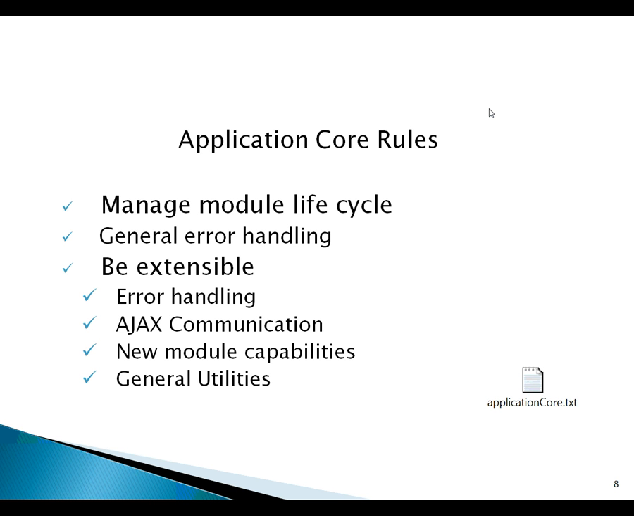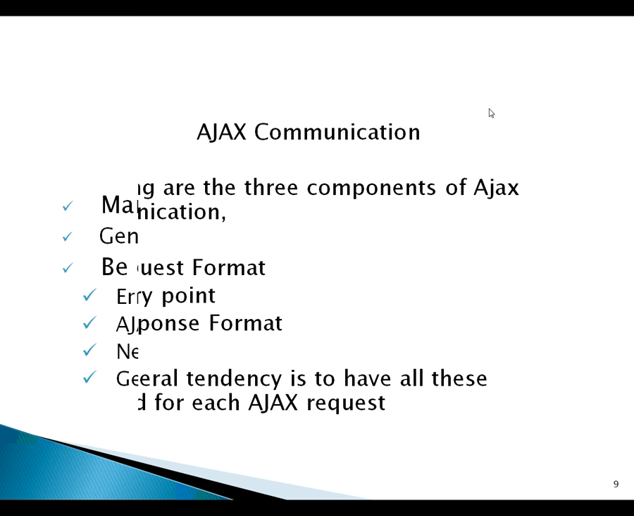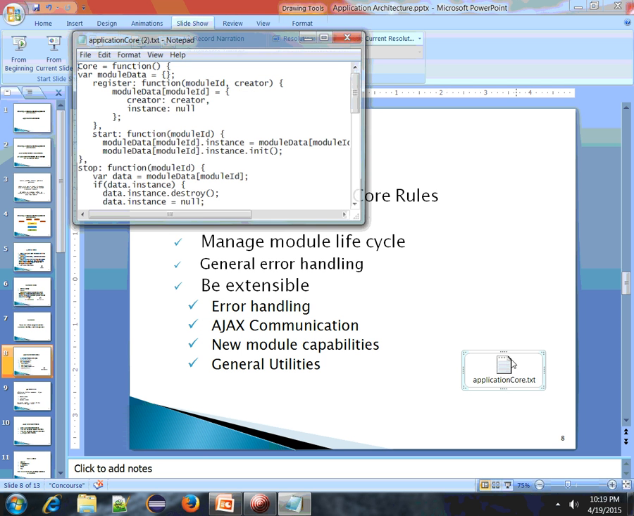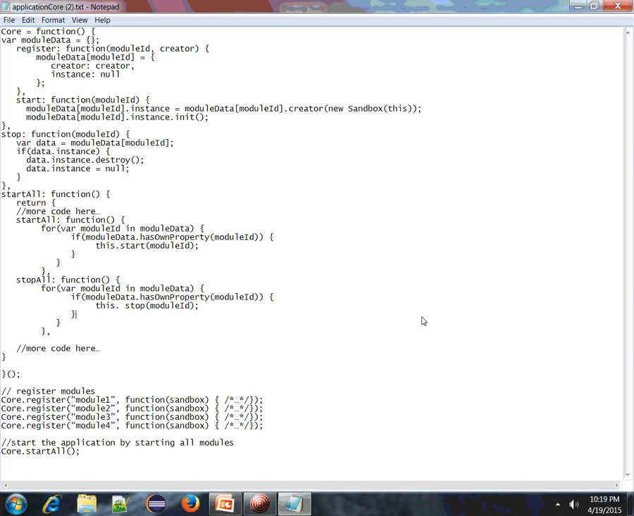Application core rules. The responsibilities of the application core are: manage the module's lifecycle, general error handling, and be extensible. The features which come under them are error handling, Ajax communication, new module capabilities, and general utilities. So let us take a look at the way the application core needs to be coded. So this happens to be the application core.